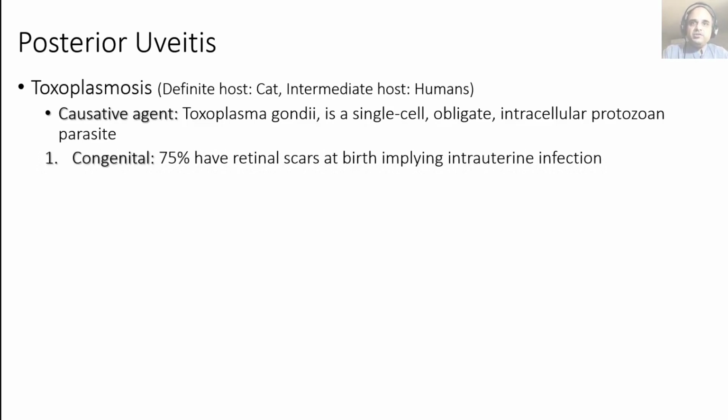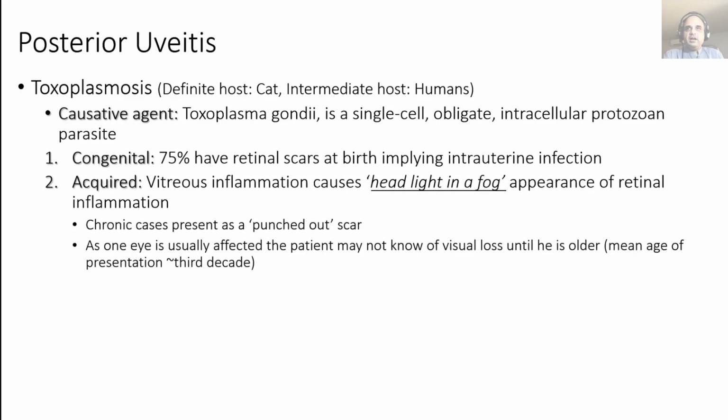You can get posterior uveitis either as a congenital disease, through fetal-maternal, intrauterine transmission, and you can also get it as an acquired disease. And the acquired disease usually has a lot of vitreous inflammation. In fact, so much vitreous inflammation that the picture has been described as a headlight in a fog appearance of the focus of retinal inflammation. I'll show you a picture.